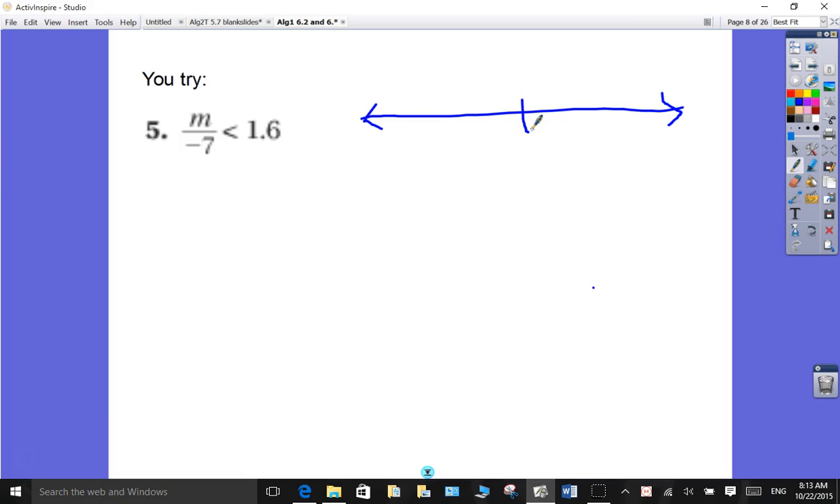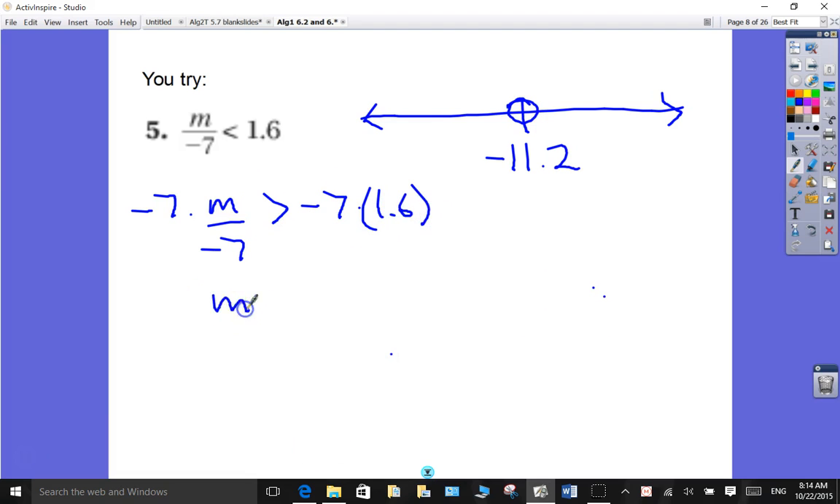Okay, what number went in the middle? Holy mackerel. -11.2? Are you sure? Is it open or closed circle? Shaded to which side? To the right? Okay, we got to verify this. -7 times m over -7 is greater than -7 times 1.6. So m is greater than -11.2, shaded to the right. Correct.